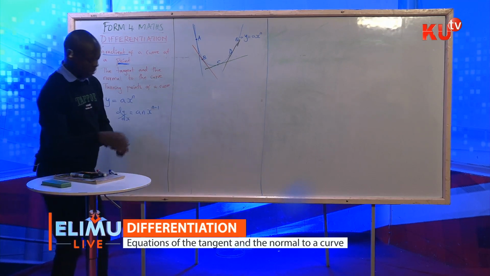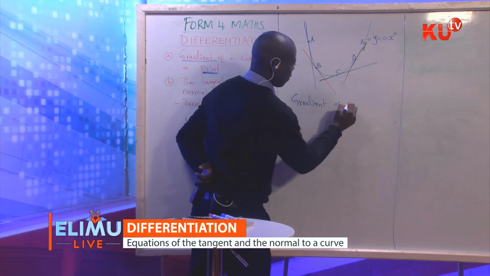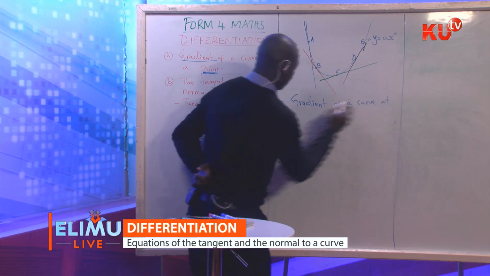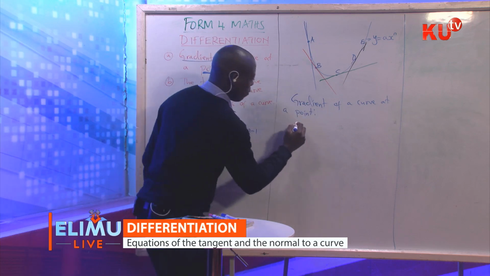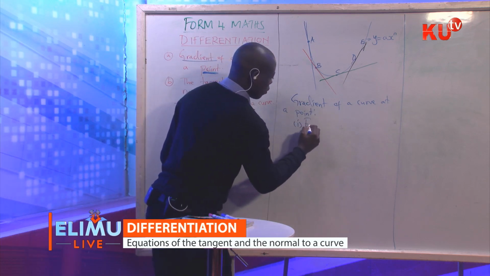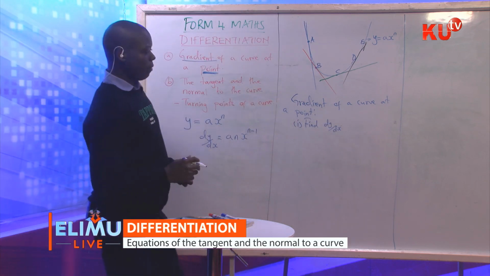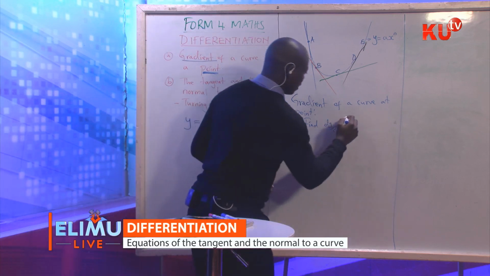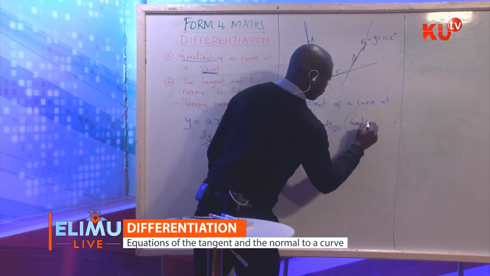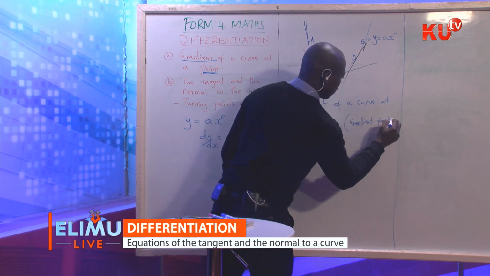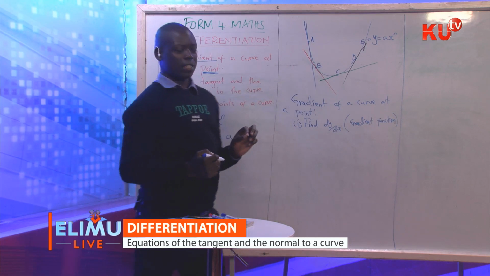If you are to determine the gradient of a curve at a point, then the first thing will be to differentiate. You find the dy dx. You differentiate to find the dy dx. And in this concept, what we refer to as dy dx is called the gradient function. We call it the gradient function. And you will find the gradient function is in terms of x.